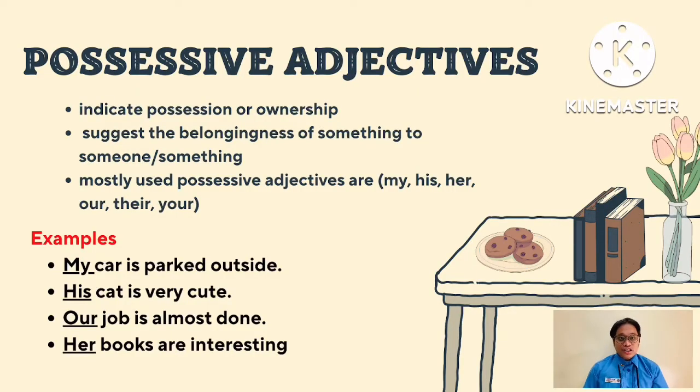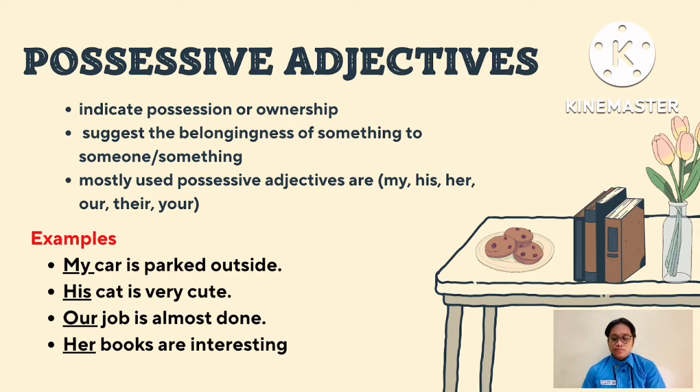Okay, so let us now proceed to the next kind of adjective, which is the possessive adjectives. Possessive adjectives indicate possession or ownership. They also suggest the belongingness of something to someone or to something. Mostly used possessive adjectives are the words my, his, her, our, their, and your.